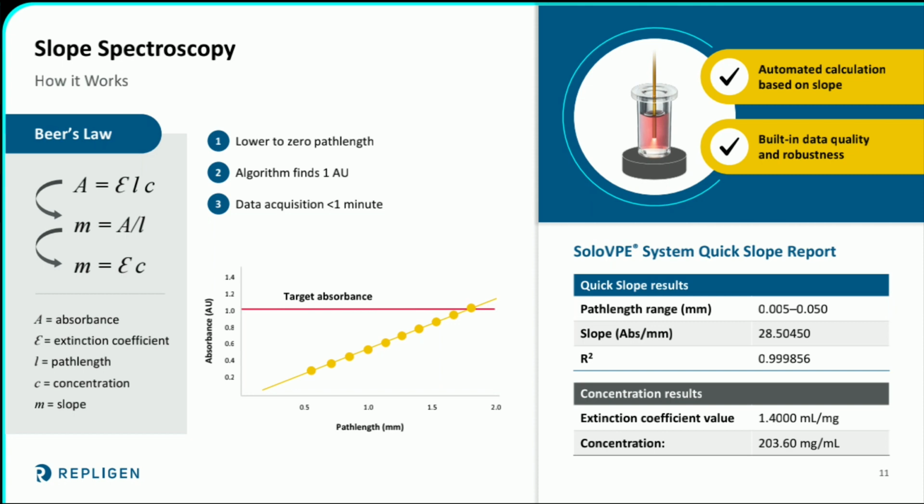Once it finds one absorbance, it's going to take a default of 10 data points going down. For our SoloVPE system, which is the at-line system, this data acquisition will be done in about 1 minute. For our FlowVPX, which is our inline system, it'll give you about 12 QC grade readings in about 1 minute.